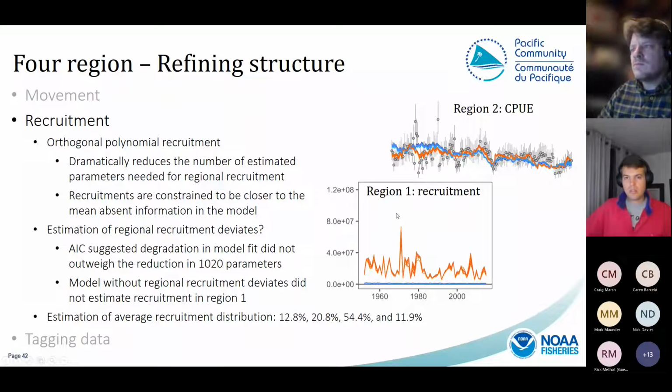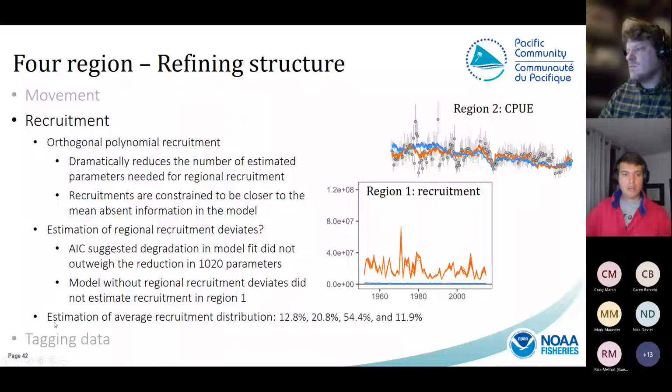And the other thing that it did that we felt was unsatisfactory was in region 1, when you turned off those regional recruitment deviates, it put no recruits in region 1, which from a biological standpoint, region 1 is kind of where you want all your recruitments to be, or at least that's what the OM is assuming. And so even though from a parsimony standpoint it was supported, we didn't feel it was realistic to not estimate those regional recruitment deviates.